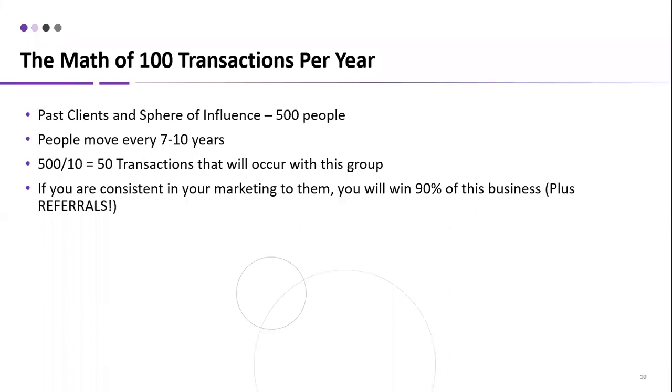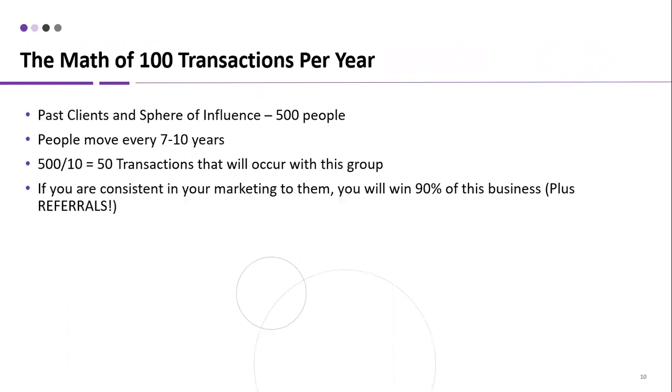Now, some of you may be sitting there thinking, well, Kevin, I don't have a database of 500 people. I just moved to this area, or whatever that looks like for you. If you don't have 500 people, that's okay. It's just going to take a little time to scale up to that so that you have a database like that. But here's how the other half of this works.